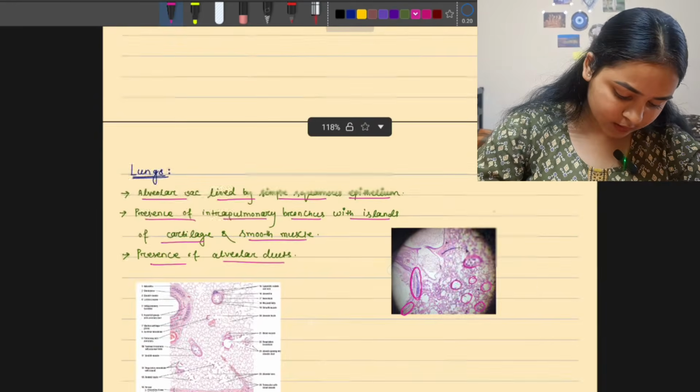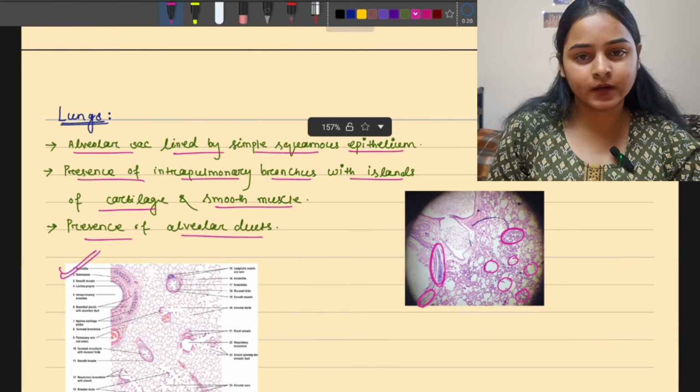Okay, and this is the image from the diffuse atlas that you can draw in your practical manuals.